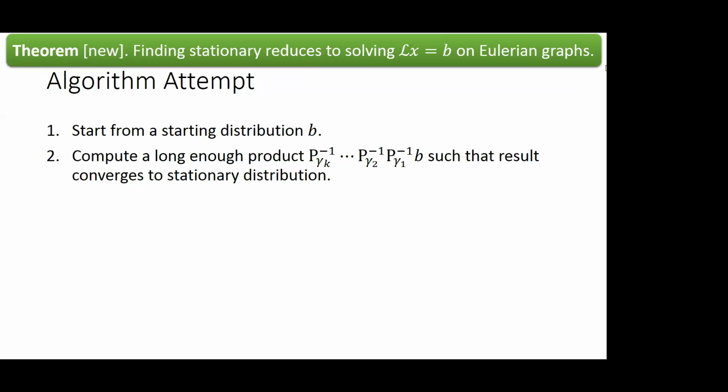And it suggests the following algorithm. We can start from a starting distribution B, and then compute a very long product, P gamma K inverse times a bunch of different P gammas all the way down to P gamma 1 inverse times B, and keep on stacking on factors of P gamma inverse for various values of gamma until the result converges close enough to the stationary distribution that we're happy with the accuracy.